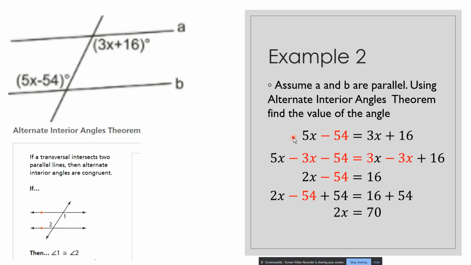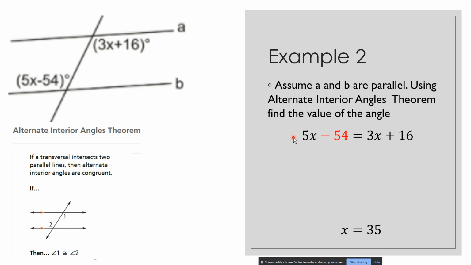Okay, anyways. So we have 2x is equal to 70. Now we're just going to divide the 2 on both sides. So we get x is equal to 35. With the x is 35, we have to plug that 35 back in, and we'll see that we'll get the same exact value.